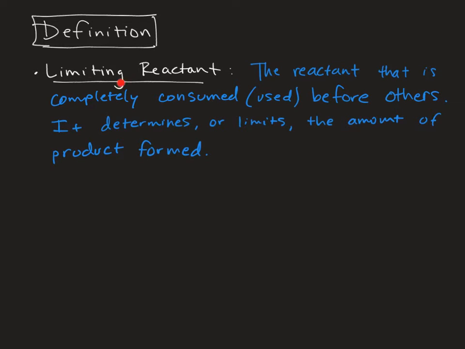So the limiting reactant is the reactant, for instance, in our example, it was bread, the reactant that is completely consumed before others. Our bread was consumed before all of the cheese was consumed. It determines or limits the amount of product formed. So our bread limited the amount of sandwiches we could make.